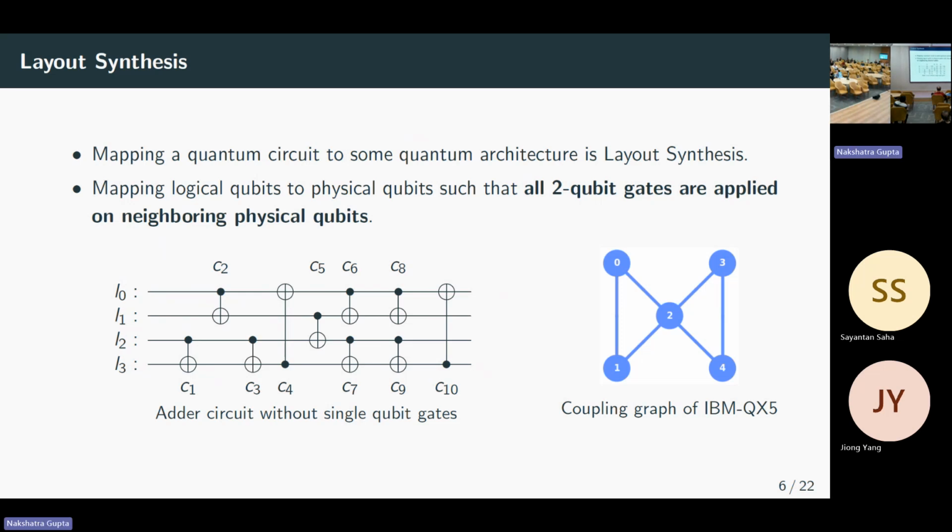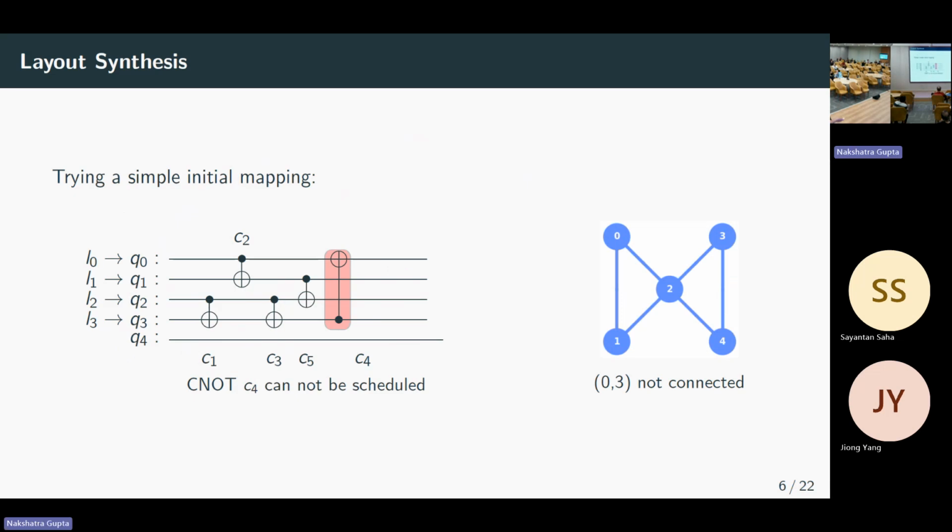So now let's try to do this mapping. Let's suppose we mapped L0 to Q0, L1 to Q1, and so on. This is a very simple mapping. And if you try to schedule the CNOT gates, you can schedule C1, C2, C3, and C5. C4 and C5 are parallel, so we can swap them. So now Q2 and Q3 are connected, Q0, Q1 are connected, Q1, Q2 are connected. So these are fine. But the problem comes with the C4 gate because Q0 and Q3 are not connected. So now what do you do?